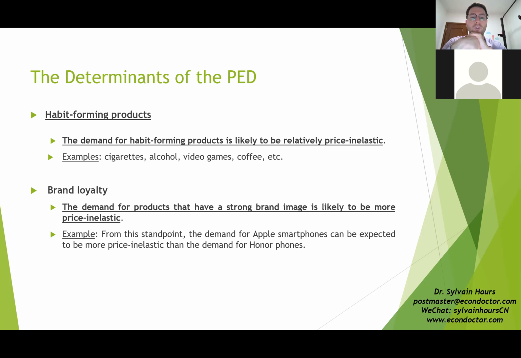So if we assume that there is a stronger brand loyalty for Apple smartphones than for Honor smartphones, I think it's fair to say that, then we can expect the demand for Honor phones to be more elastic than that of Apple phones. Okay, and we are done with the price elasticity of demand. That was the big part, because this was the first one, and this is by far the biggest part of this PPT. Any questions before we quickly look at the income elasticity of demand and the cross price elasticity of demand?